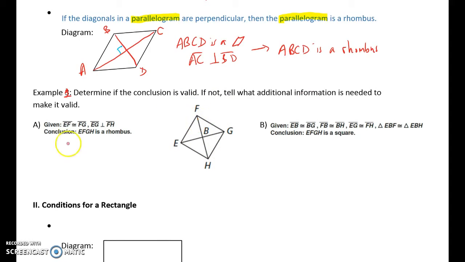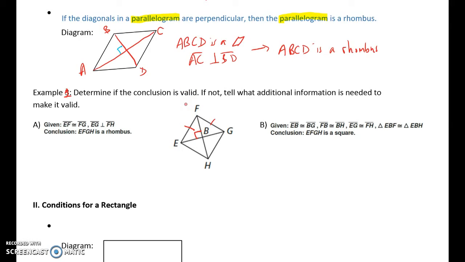So if you take a look at A, I know that EF is congruent to FG. Awesome. I know that EG is perpendicular to FH. All right, so I've got diagonals that are perpendicular. So I want to say this is a rhombus. And you might be thinking, yeah, that is a rhombus because I've got perpendicular diagonals and I've got a pair of consecutive sides that are congruent. So this is looking really great.